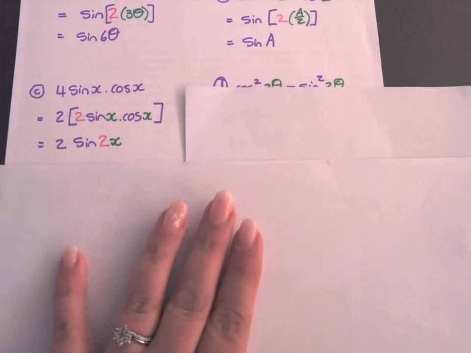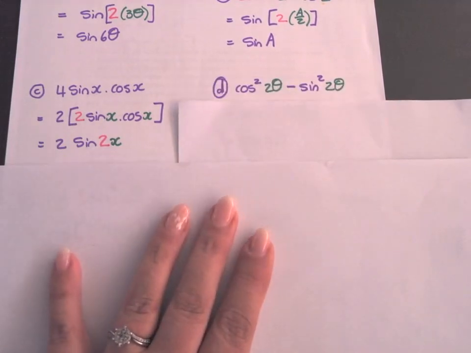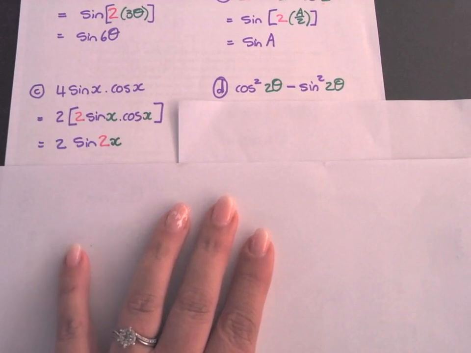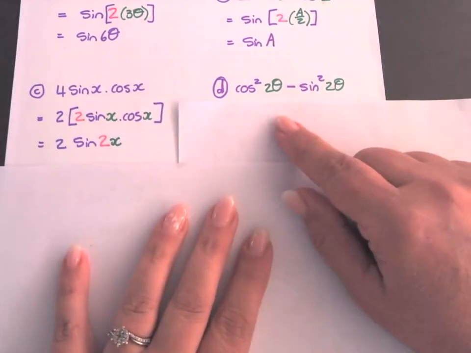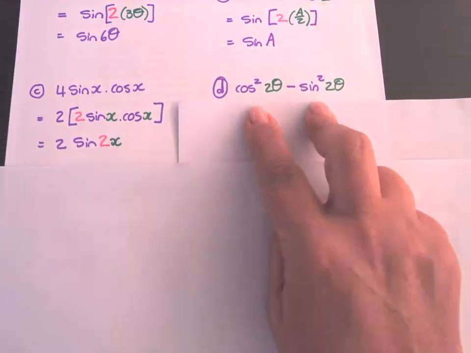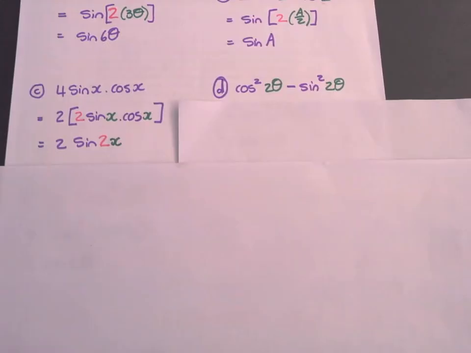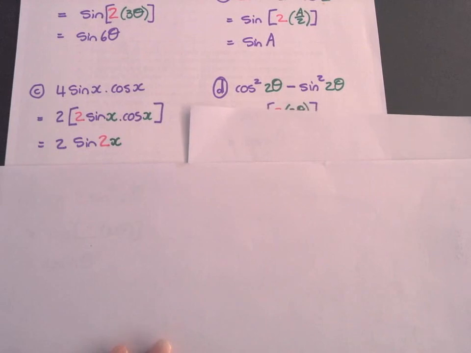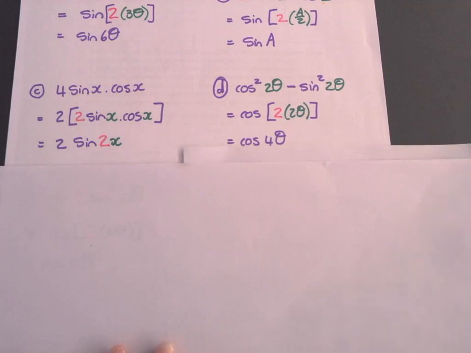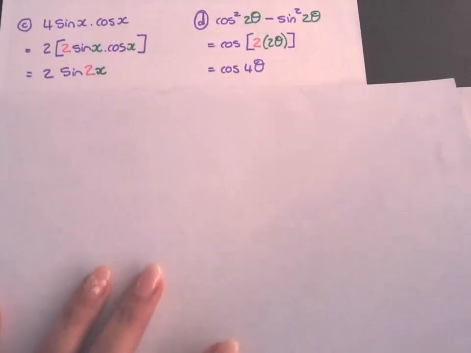The next one. Okay, now I give you the tail of the double angle of cos. What will be the double angle? Cos 2 theta. And that will become cos 4 theta. You are very, very good. The other class struggled.